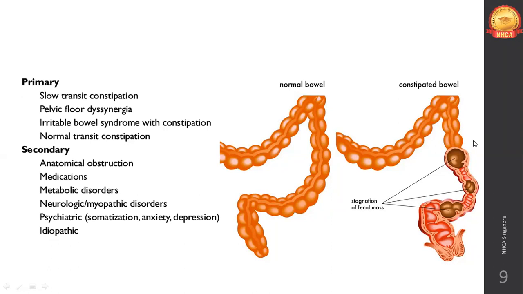Psychiatric situations like somatization, anxiety, depression, okay, that could also lead to spastic constipation. Idiopathic means in certain cases, the cause of this spastic constipation is unknown. You do not know why this patient is suffering from spastic constipation. Okay, idiopathic means reason unknown.